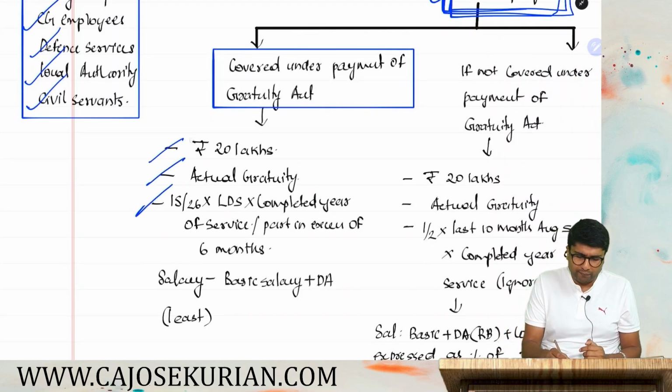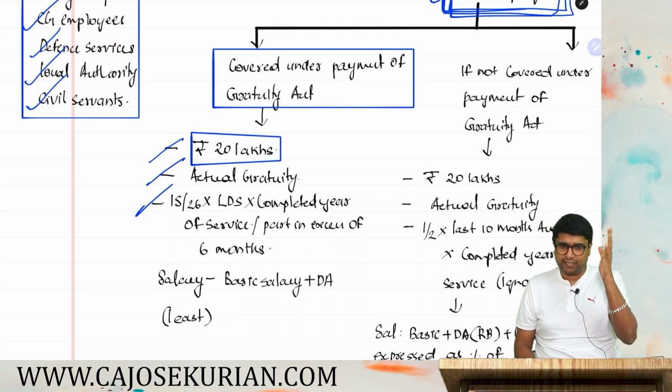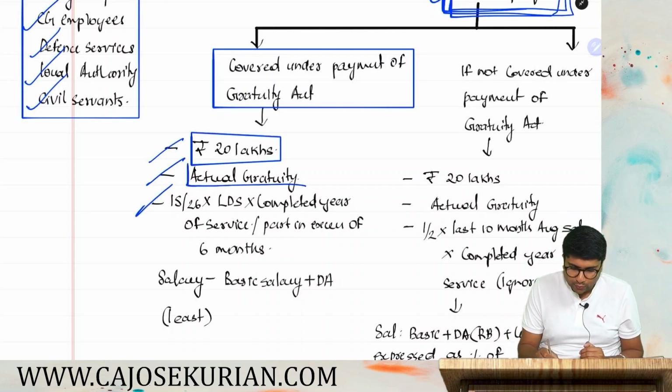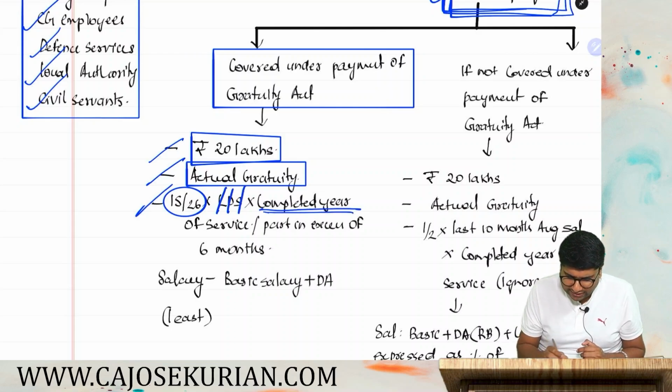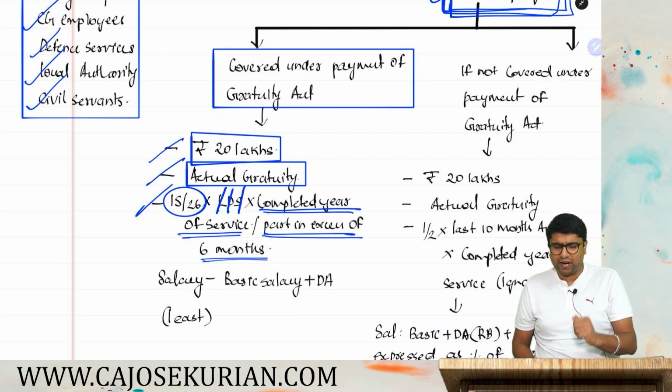And what is point number 1? That is the 20 lakh statutory limit. You take 20 lakhs as the statutory limit. And what is point number 2? Actual gratuity received. And what is point number 3? You take 15 by 26 into LDS, meaning last drawn salary, into completed years of service or part in excess of 6 months. What is part in excess of 6 months?